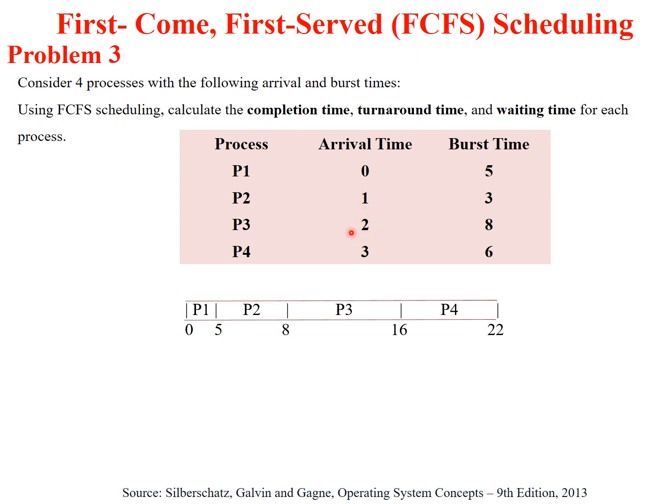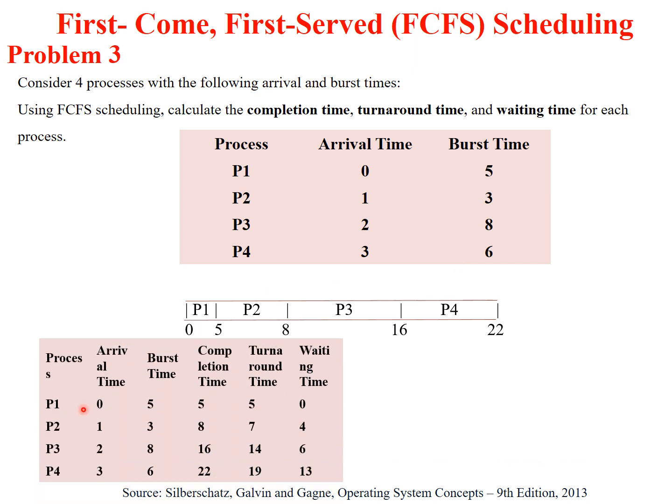Then the next process which has arrived is P3 at time 2. The burst time of P3 is 8. So if it begins at 8, it will end at 16. Then comes P4 at time 3. If it begins at 16, it will end at 22 as the burst time is 6. Let us see the waiting time and the turnaround time of each and every process. Now, for P1, the completion time is 5. For P2, the completion time is 8. For P3, the completion time is 16. For P4, the completion time is 22.